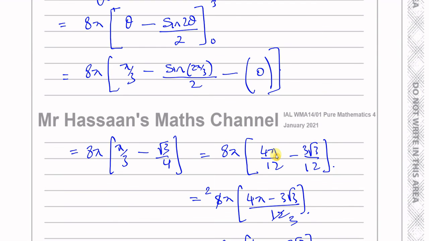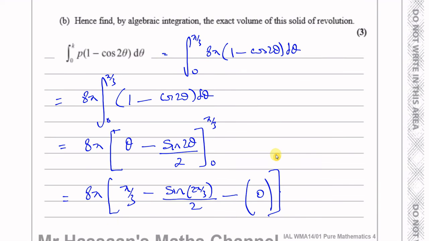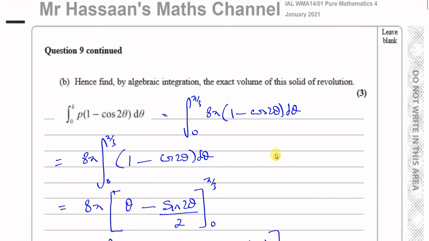Okay, so that concludes this question number 9, which is all about integration, volumes of revolution, and how to integrate trig functions, and specifically sine squared theta.